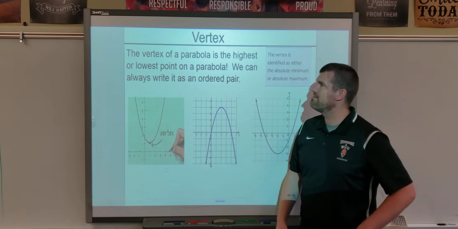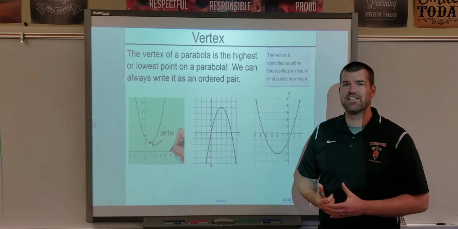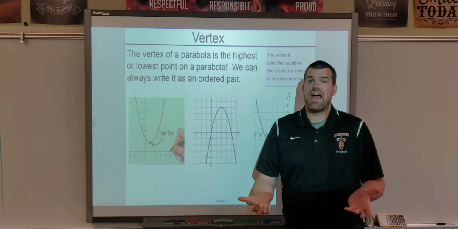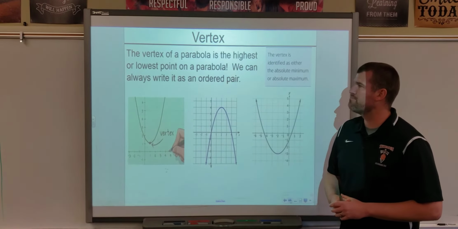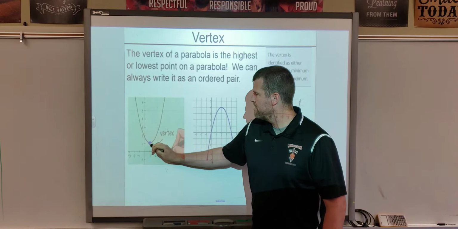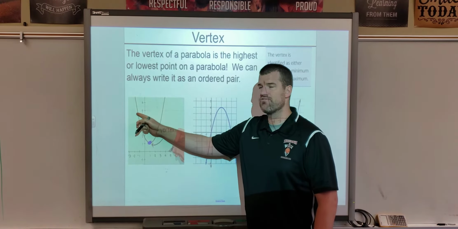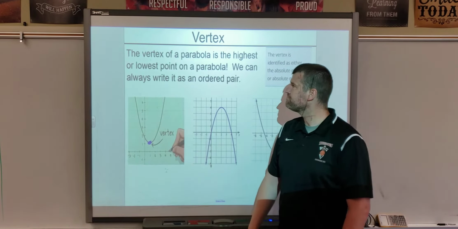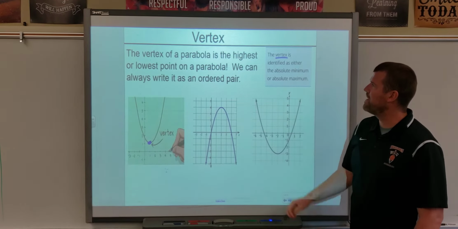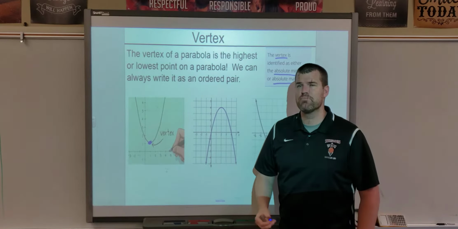The vertex. The vertex is something that's new to quadratics compared to linear equations. The vertex is basically your min or max. It's the highest or lowest point. The vertex is where the graph is changing direction from increasing to decreasing, or in this case, from decreasing to increasing. But it's the highest or lowest point, which is why we also say the vertex can be identified as either the absolute minimum or the absolute maximum.